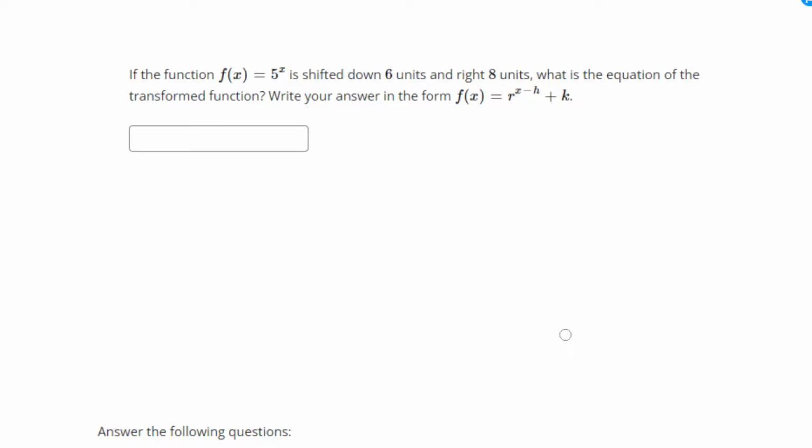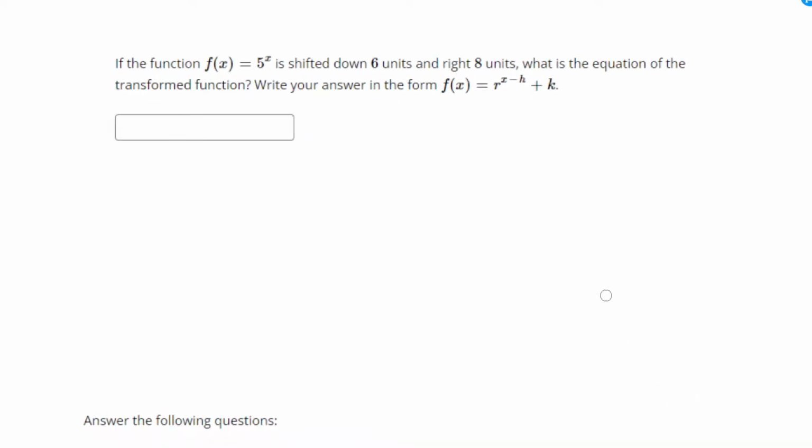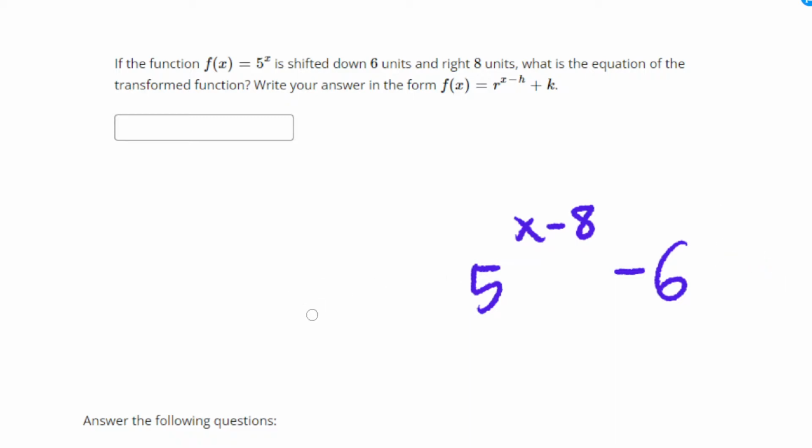Then, if the function f of x equals 5 to the x is shifted down 6 units and right 8 units, what is the equation of the transformed function? It's going to be so similar to what we have been doing with our quadratic stuff. So we have r to the x. We don't know what r is. Oh wait, we do know what it is. Sorry, my bad. It'll be 5 to the x. The x doesn't change. It's shifted down 6 units and right 8 units. If we're going right 8 units, we're going to do minus 8, and then we're shifting down 6, so minus 6 equals f of x.